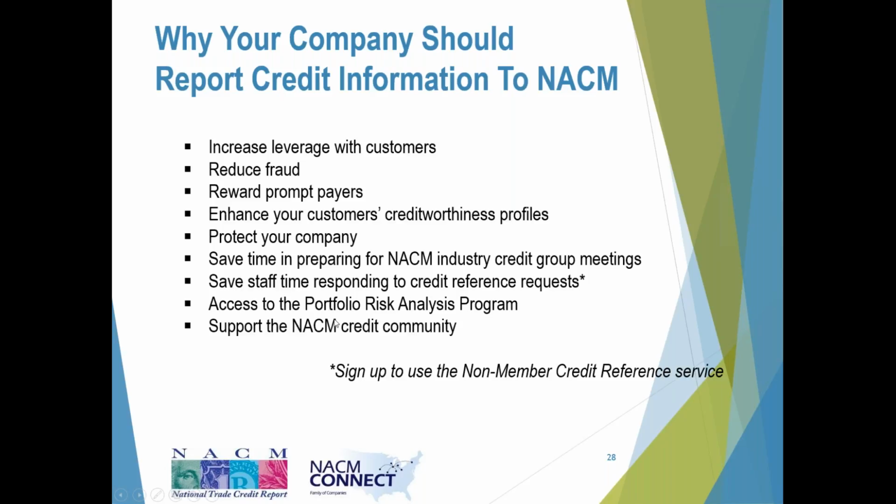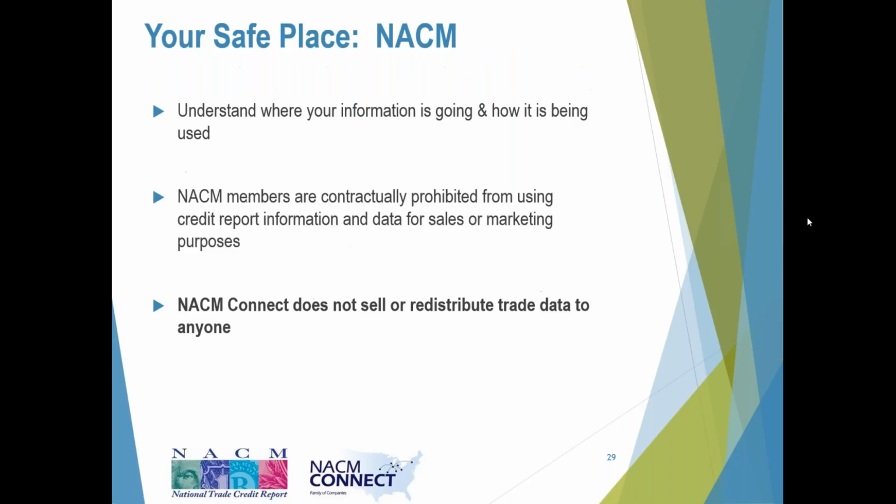And let's see. So you can see there are a whole number of different reasons why that can be a very effective way. And not to mention that you do get discounted pricing on the National Trade Credit Report by providing that data also. Just to let you know, the NACM National Trade Credit Report, typically the cost is between $16 all the way down to $8, depending on what program you go with. Okay, and just to let you know, when you do contribute that information, it is safe. We do not distribute that trade information to anyone else or sell it.